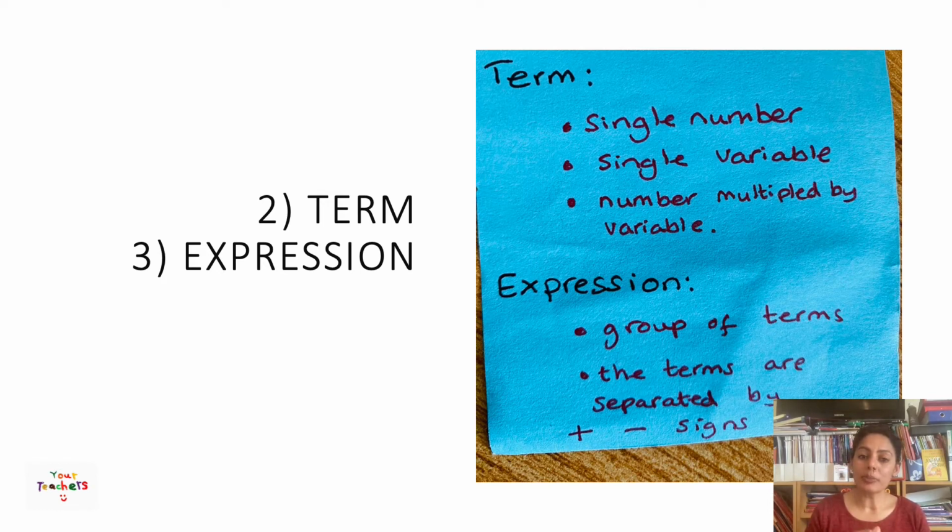Then we've got the word expression. What is an expression? It's a group of terms. So it's a group of those terms put together. We saw this in the previous diagrams. So again, remember you can draw and copy these. Press pause if you need to. The terms are separated by a plus or a minus. So signs like this. Okay, so this is how the expressions are grouped.